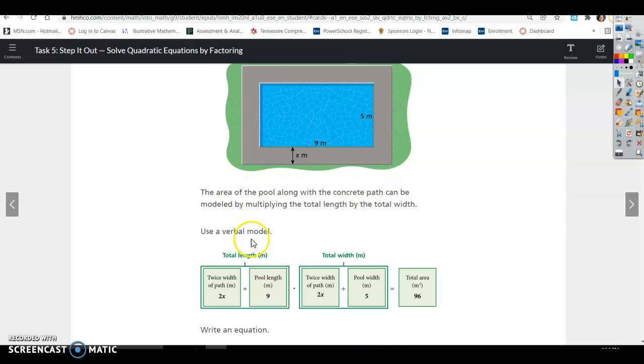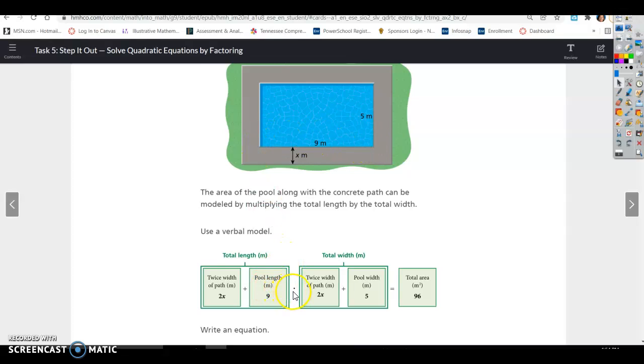Using a verbal model, the total length, so here's the length of the pool. You can see it's twice the width of the path, so here the path is on both sides of the pool. So we've got x and x again. So it's 2x plus 9 meters is the distance of just the pool.